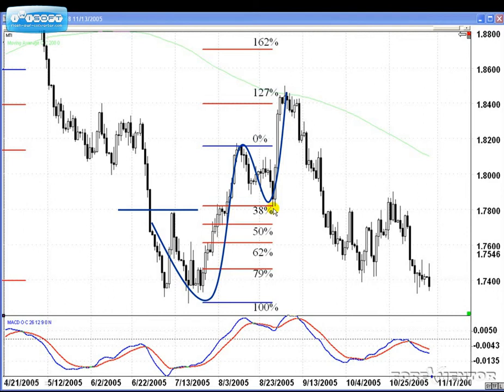example. The other Fibonacci levels that we'll be looking at are the 50, the 62, the 79, and of course 100% retracement. The extension levels are 127% and 162% extension levels.